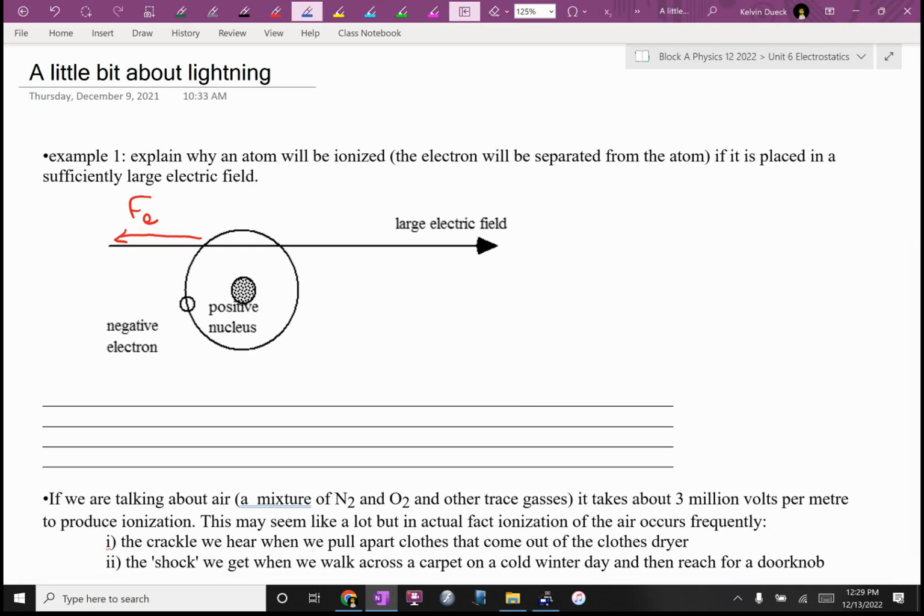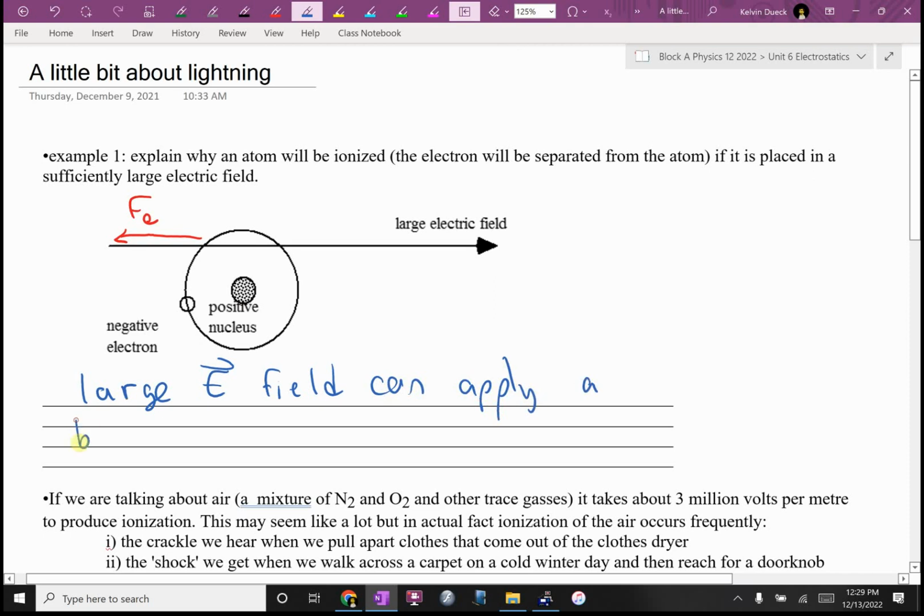If you get a big enough electric field, a large E field can apply a big enough force to remove an electron. The protons are pretty locked into the nucleus, although they will feel a force in the opposite direction as well. So the nucleus will feel a force in one direction, the electron will feel a force in another direction, and if you bump the electric field up big enough, you can get a big enough force.